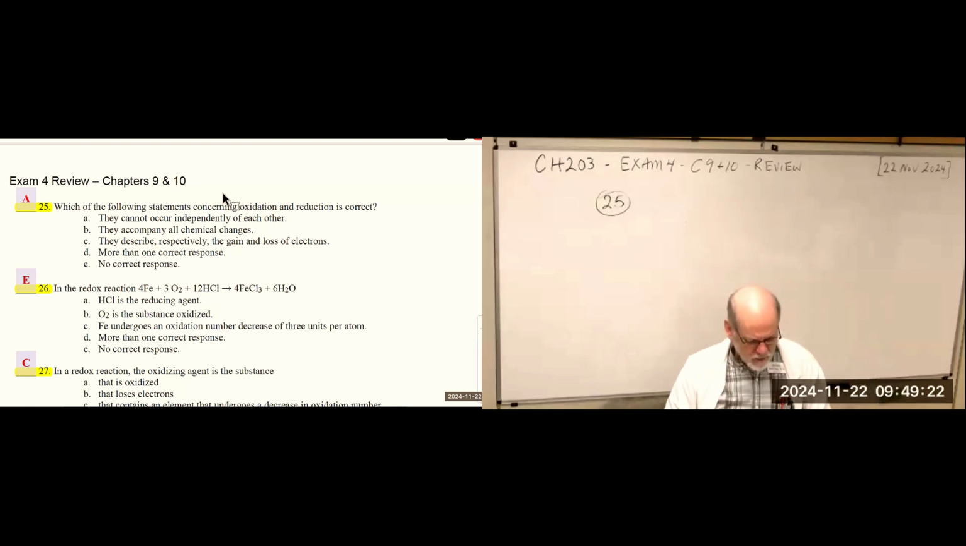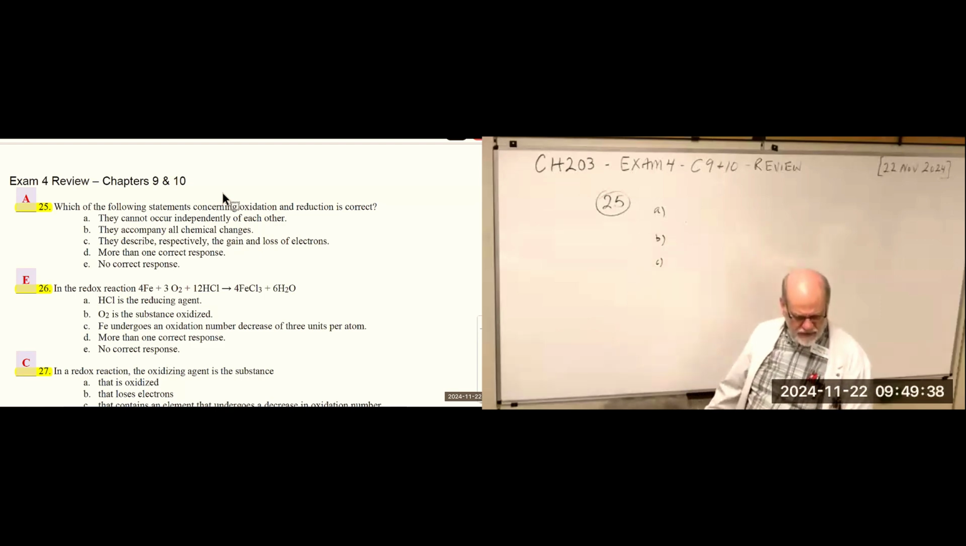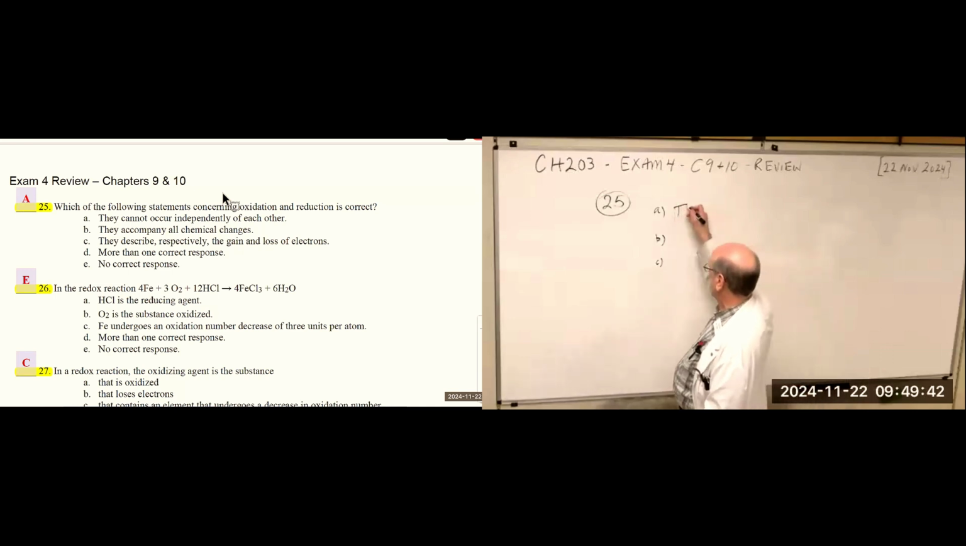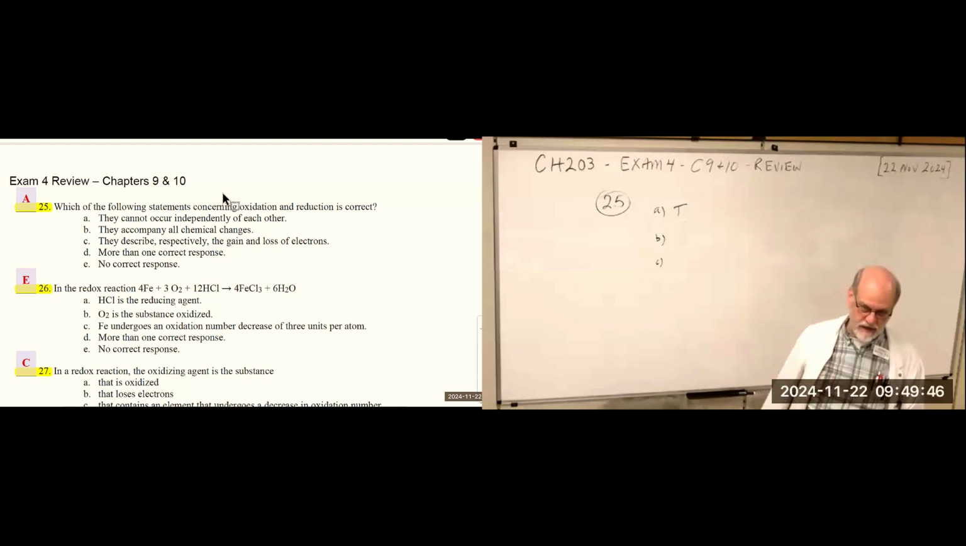25. Which of the following statements concerning oxidation reduction is correct? All right. Let's see. More than one correct response, no correct. So we got to look at A, B, and C to be sure. Is A correct? They cannot occur independently of each other. Yeah, that's true. That's why we call them redox, because with the reduction, you always have an oxidation.